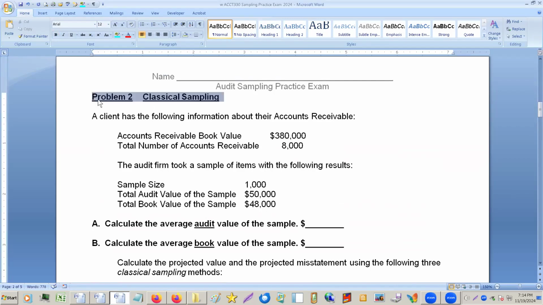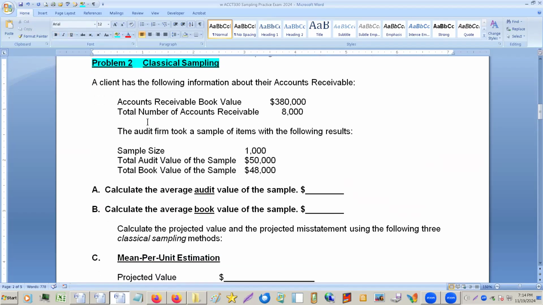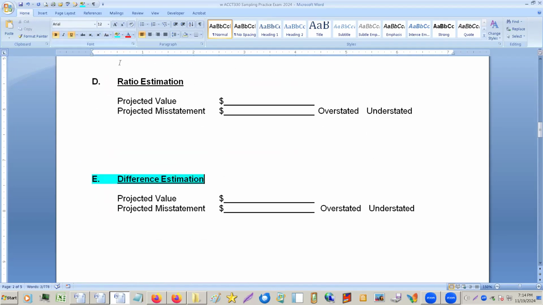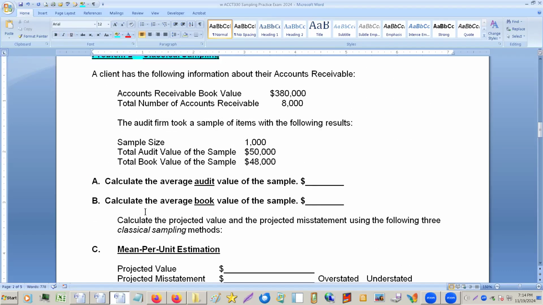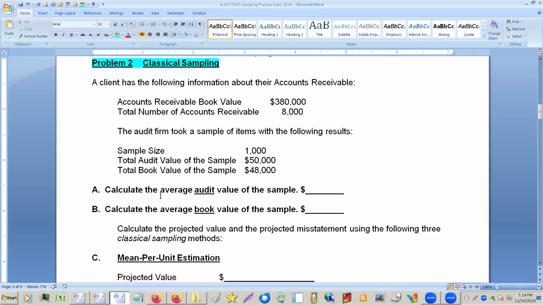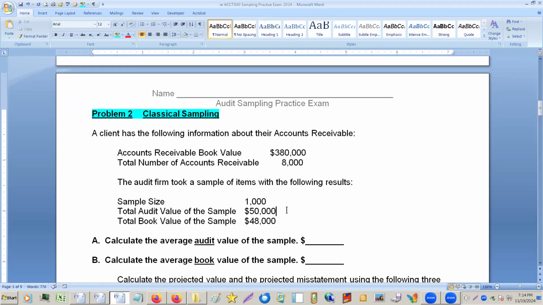Okay, classical sampling. We probably don't need to do this, but actually, the classical sampling difference estimation is the one that people trip up on. Okay, so classical sampling, we need to get the average audit value and the average book value.